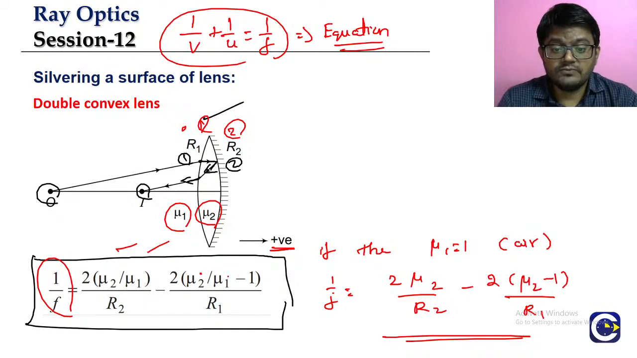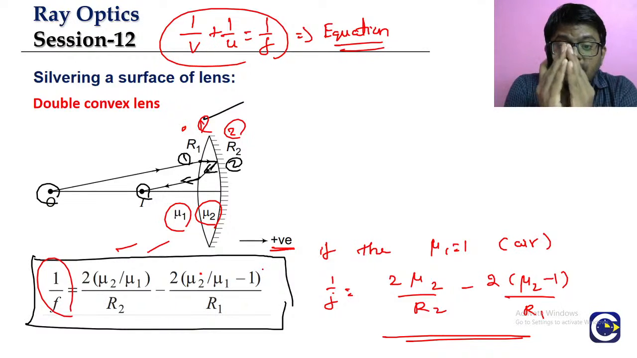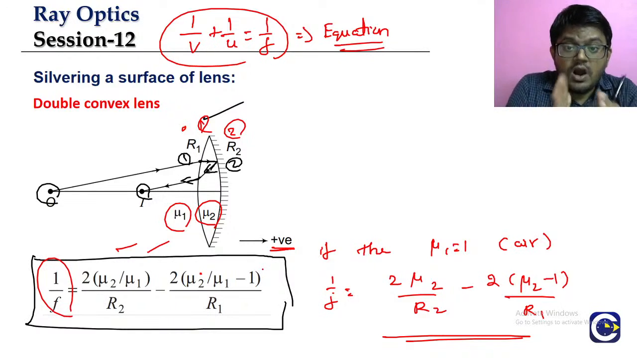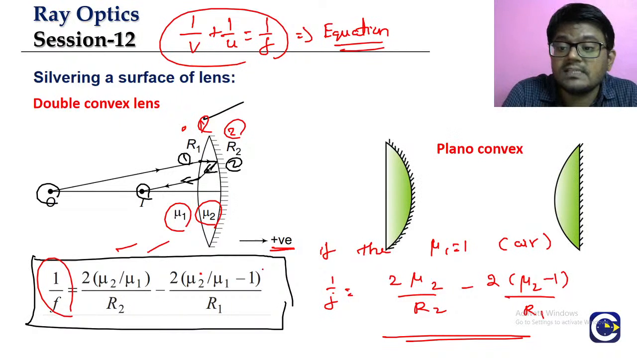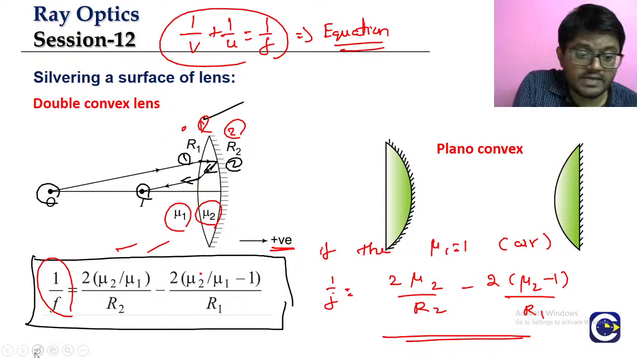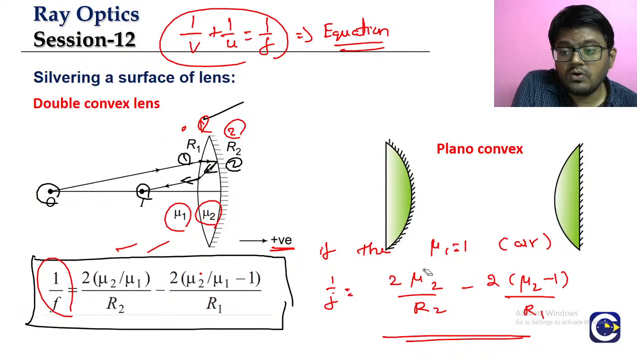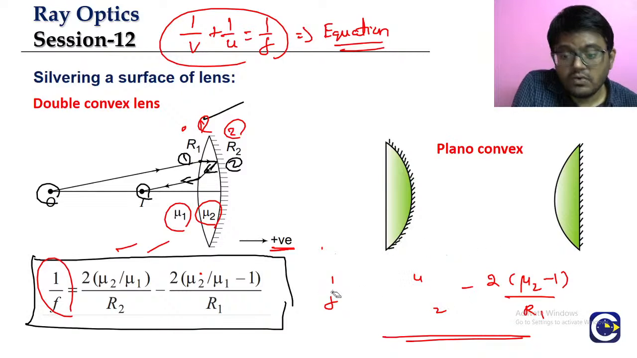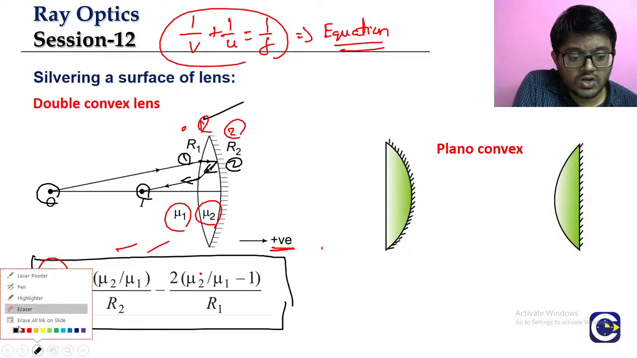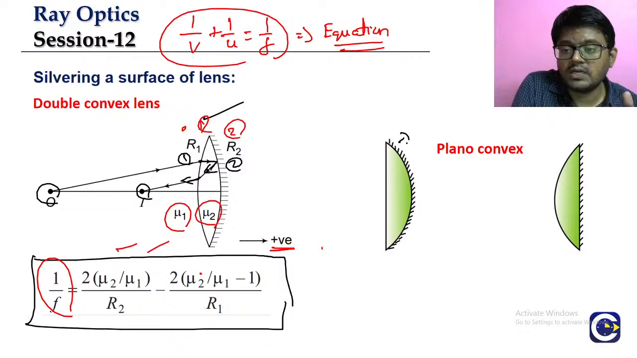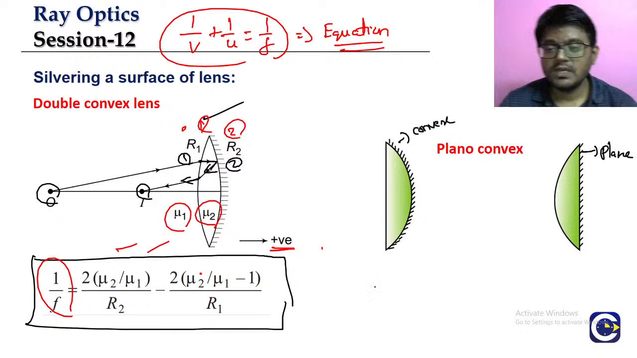Now you may have a doubt, whether this relation is only for this biconvex lens which is silvered, or it can be used for a concave lens which is silvered, or a plano-concave, or any lens which is silvered. For example, we already discussed this plano-convex. Plano-convex, we can either silver it on the convex side. This is silvered on the convex side. This is silvered on the plane side. The same equation can be used everywhere.